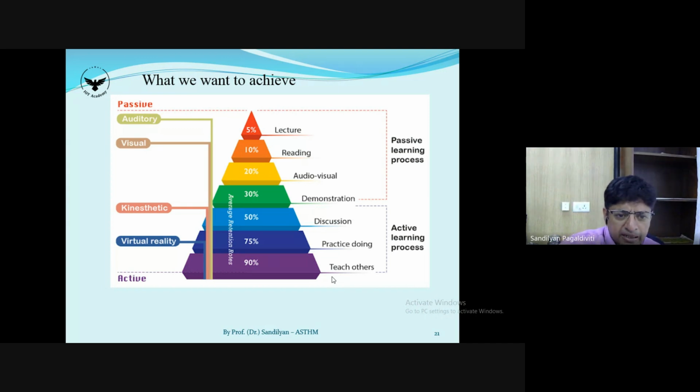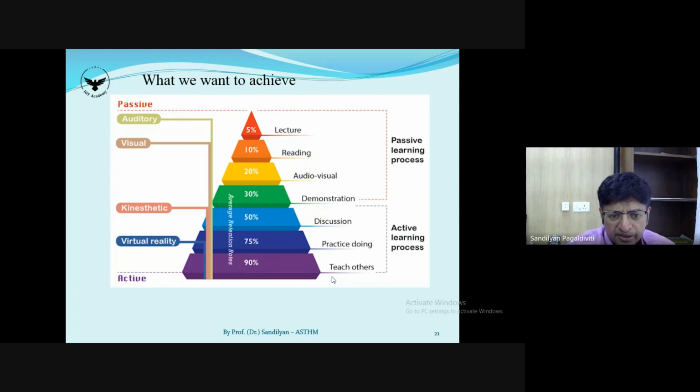So ideally, from demonstration till the teaching others, these are all active learning processes. Demonstration to lecture is a passive learning process where the teacher is actually performing, students are observing. When you involve the students in the work, when they become active, their retention and knowledge transfer is much higher. So please try to include a lot of active learning methods in your regular day-to-day teaching.